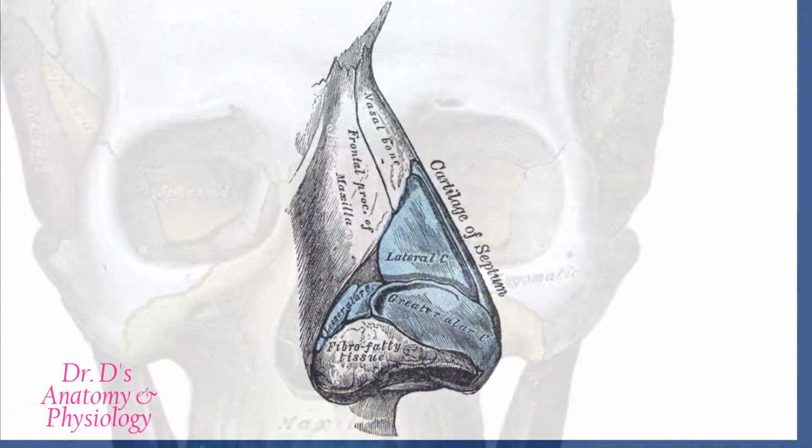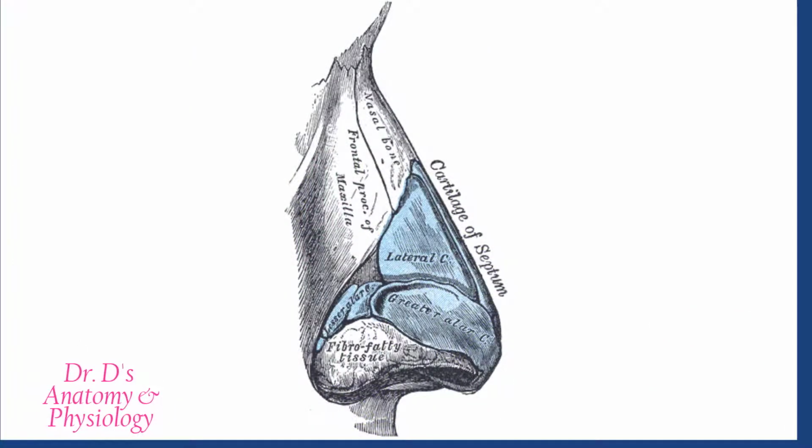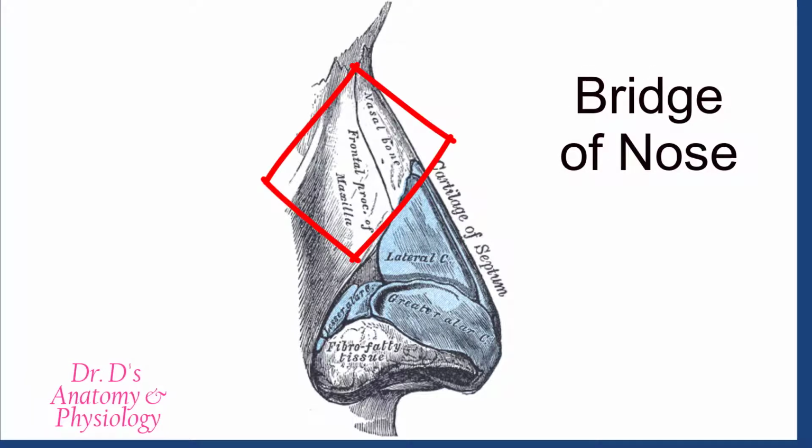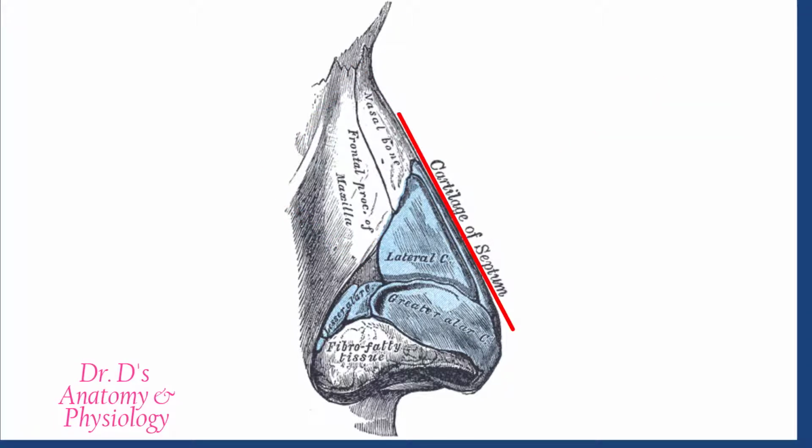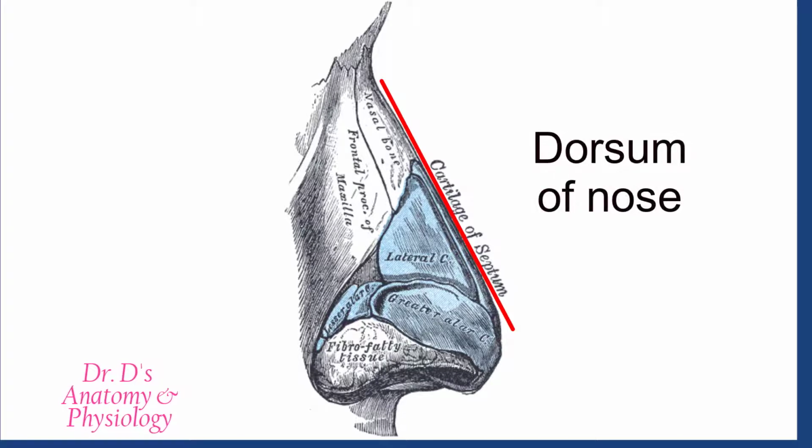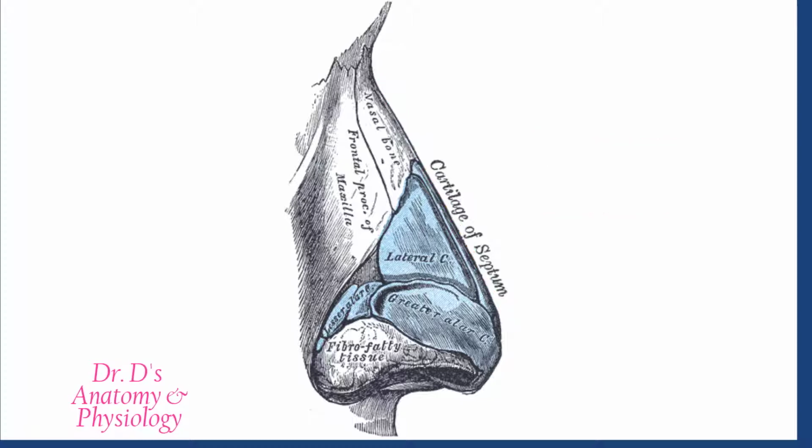And if we turn to this figure, another nice figure from Gray's, nasal bones are going to be found under the bridge of the nose. So here is where you would find the bridge of the nose. And the nasal bones also contribute to the upper third of the dorsum of the nose.